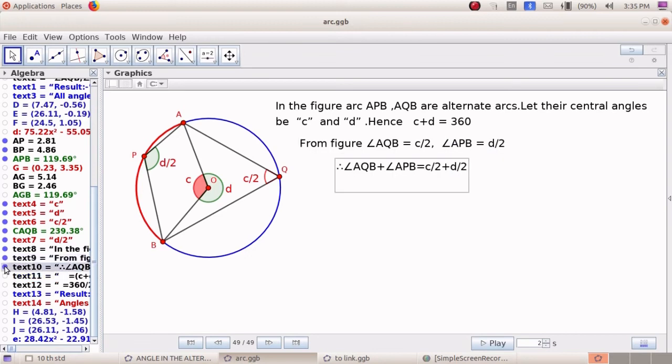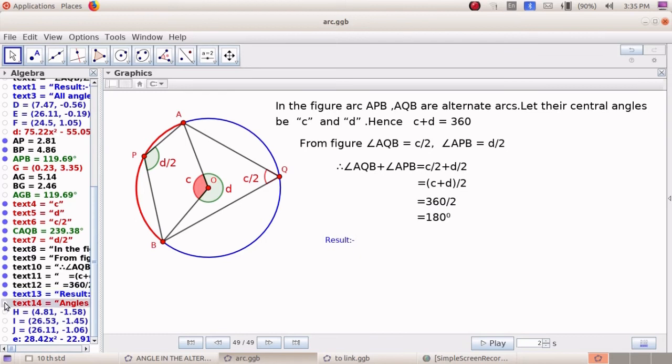C by 2 plus D by 2, both have the same denominator 2, therefore it is C plus D by 2. We know C plus D is the sum of the central angle of an arc and its alternate arc, it is 360. Therefore C plus D by 2 will be 360 by 2, that is equal to 180 degree. That means these two angles give the sum 180 degree. Hence we have proved that angles in the alternate arcs are supplementary. Let us write the result.